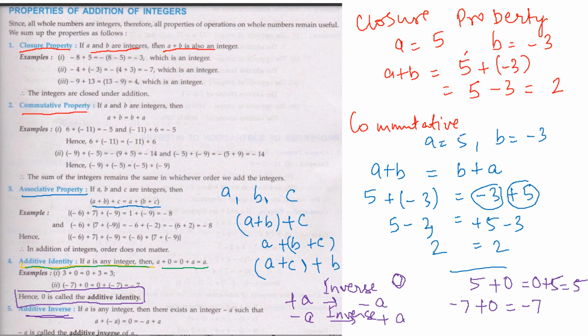How? Look here. Talking about additive inverse, if I ask what is the additive inverse of minus 7, it will be plus 7, and minus 7 plus 7 will be what? It will be 0. Fine. So you have to remember that the additive inverse of a number is where the signs are changed.